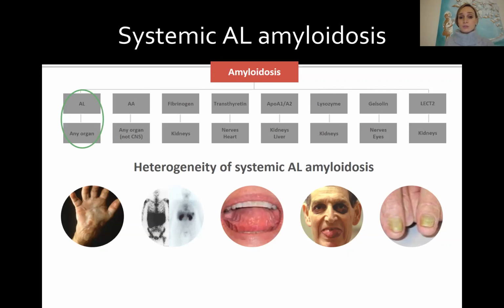With soft tissue involvement, you typically see macroglossia and periorbital bruising. Then you can see nail dystrophy and carpal tunnel, often bilateral. Patients that present with renal amyloid usually present with nephrotic range proteinuria and reduced eGFR. And patients with cardiac amyloidosis typically present with shortness of breath.